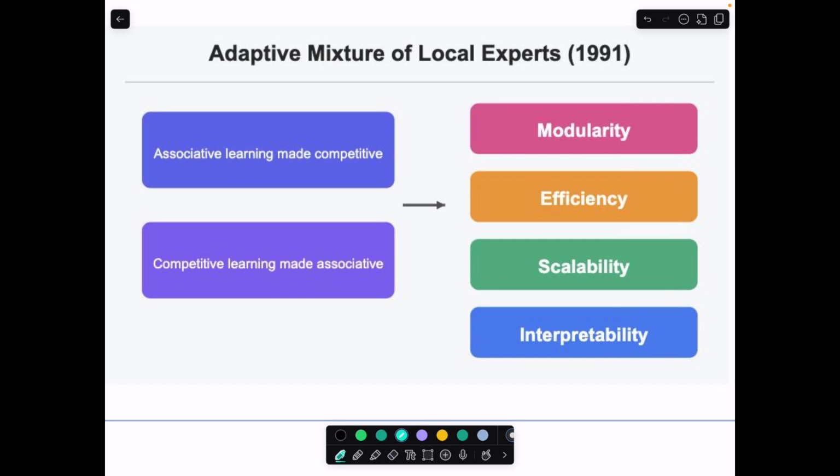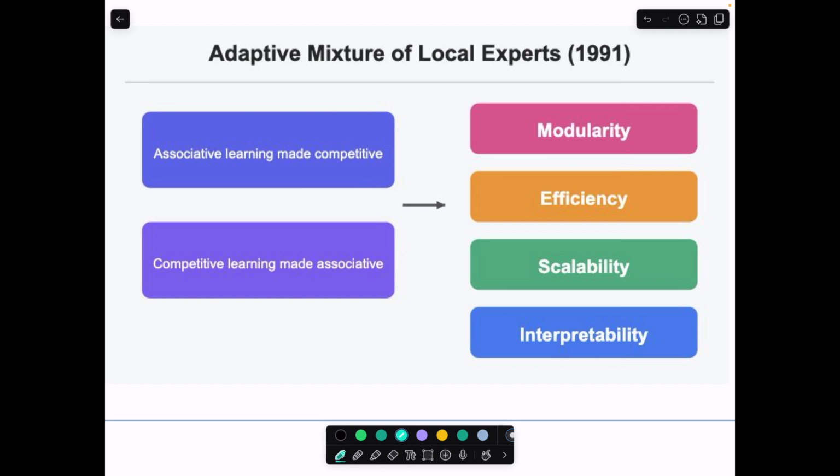To recap, this paper introduced two ideas that connect associative learning and competitive learning. The benefits of this is that first, modularity. Each expert interferes with each other less, and they can iterate relatively independently, while at the same time, it maintains the other benefits of MOE in terms of efficiency and scalability. Scalability because when you're training, you can use all the experts, but at inference time, you can pick only a few experts, thus saving the inference time.